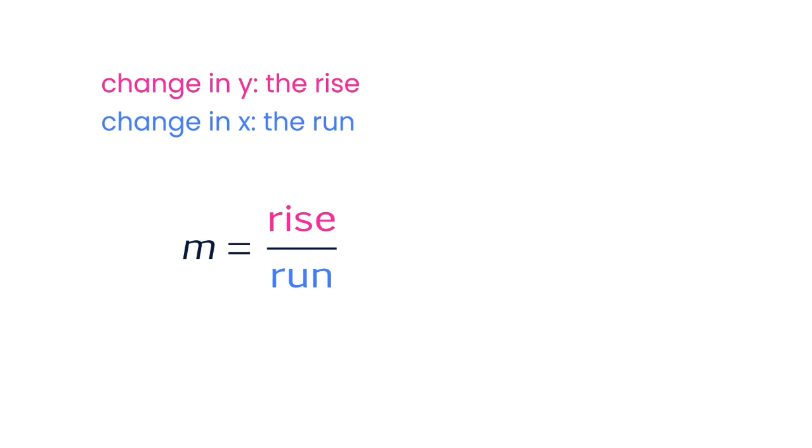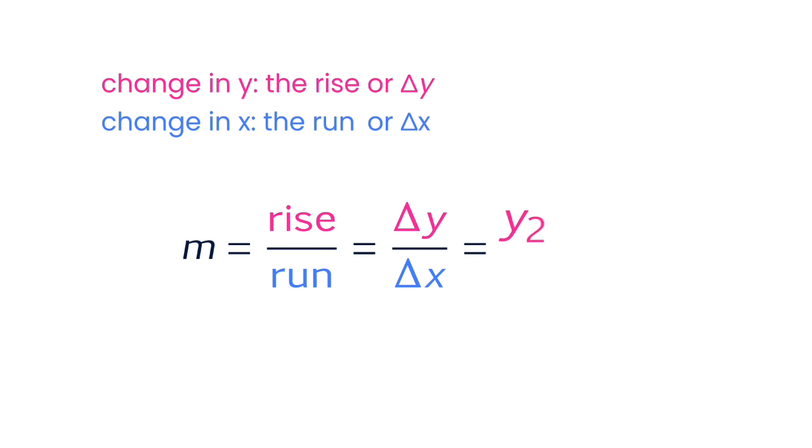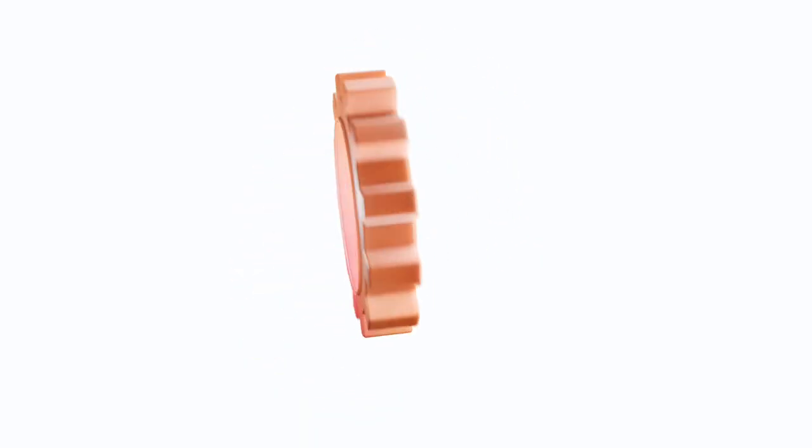A common notation in mathematics used to indicate change is the delta symbol. This change in y can also be denoted by delta y, and the change in x by delta x. So, the rise over the run is equivalent to delta y divided by delta x. That also means that delta y equals y2 minus y1, and delta x equals x2 minus x1, which is our formula. Nice! Now let's look at an example where the slope m is positive.